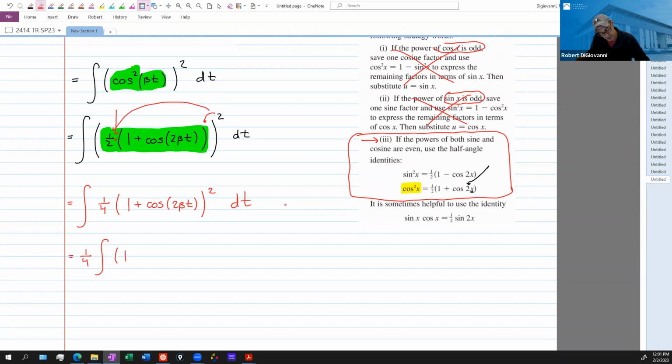And then I have to square this, right? I still have to square this thing, which means I'm going to multiply it times itself. That's what squaring means, right? If I'm going to take this parenthesis right here and square it, I've got to multiply that times itself.